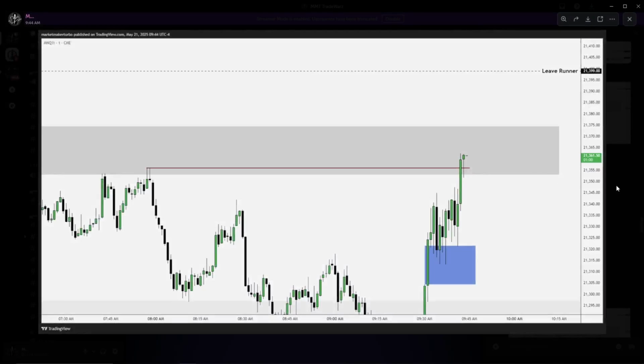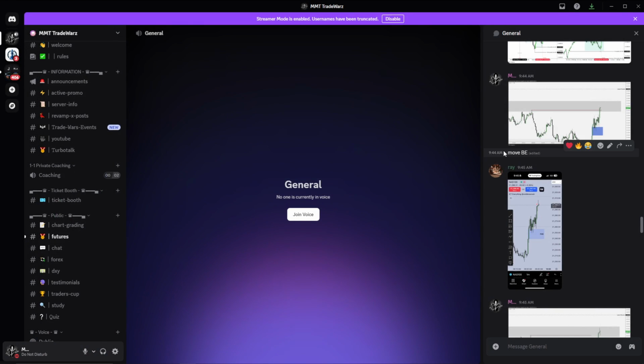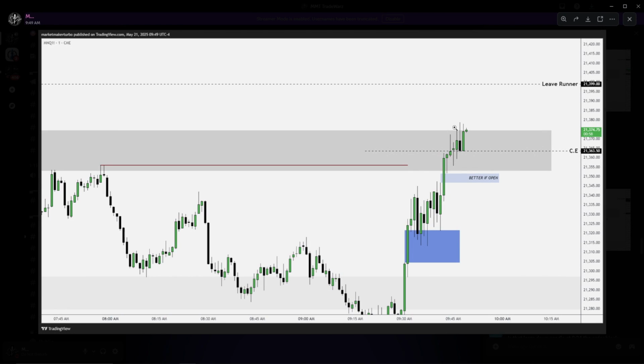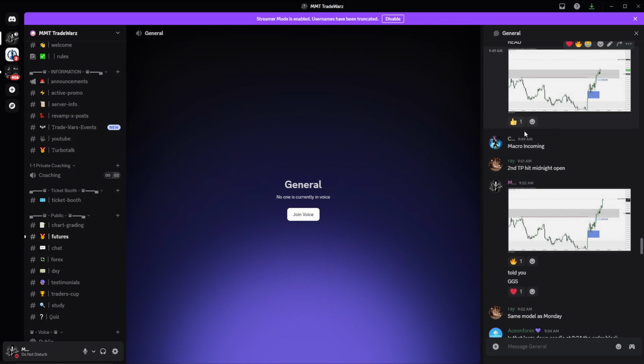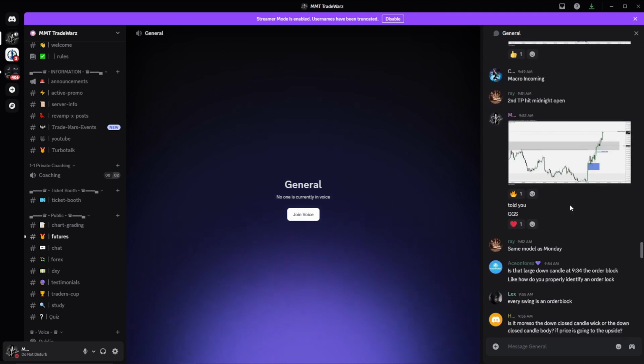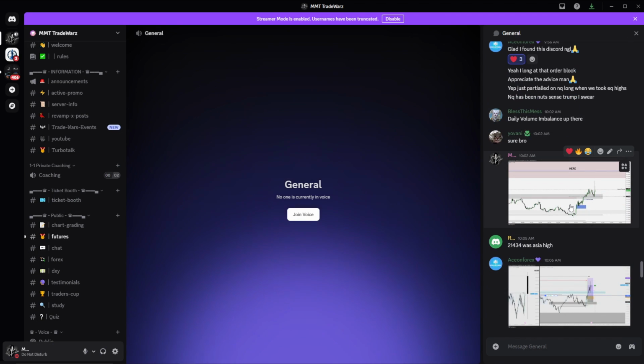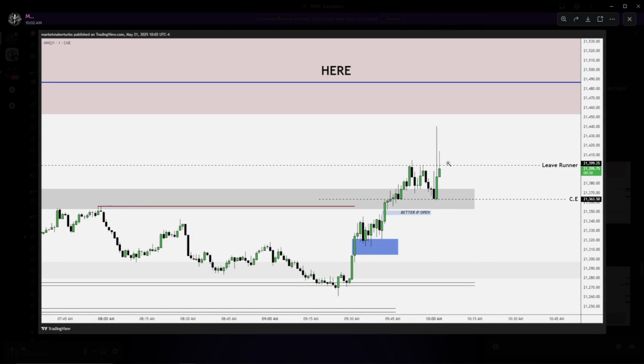Then I announced to everyone to move break even right around here. Then right around here, I started to tell people leave a runner up to 21,399.00. This is where I was telling people, if you have any partials on, leave it to there, because I started to see prices still going higher. We smashed the runner.